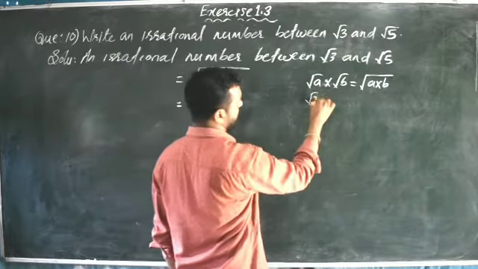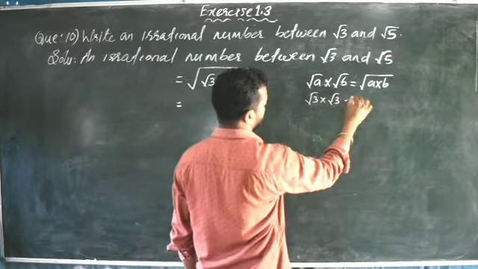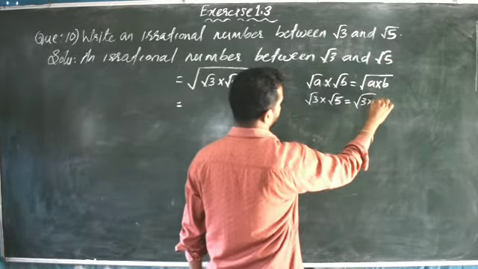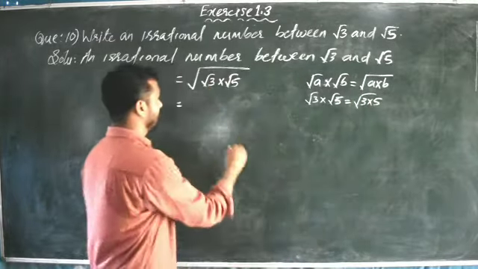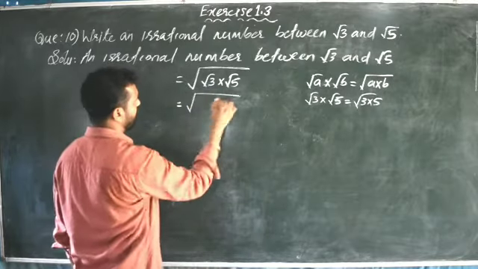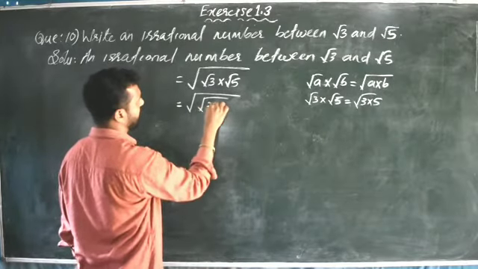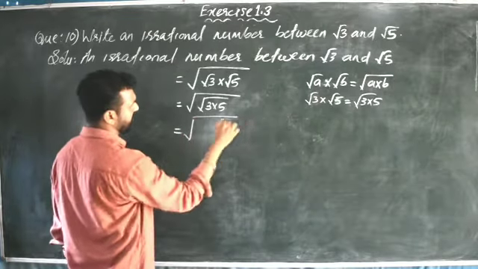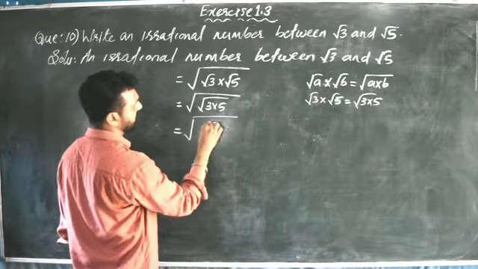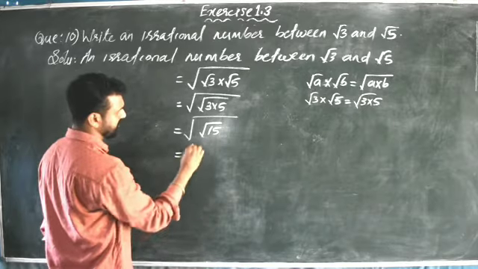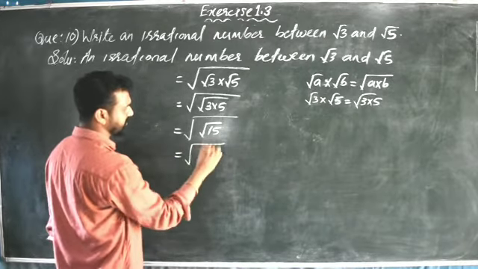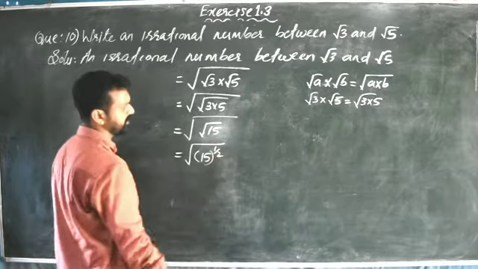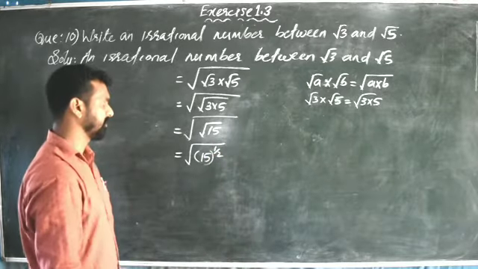So the square root of 3 into the square root of 5 is the square root of 3 into 5. That is equal to the square root of 15. This square root we can write as 15 raised to the power 1 divided by 2.